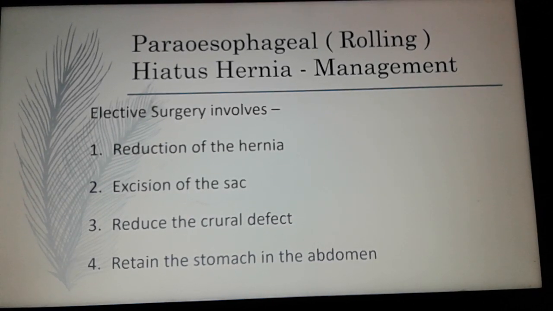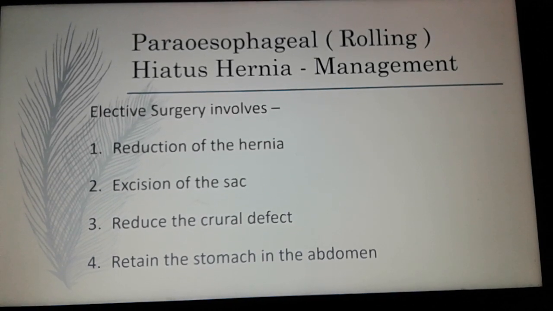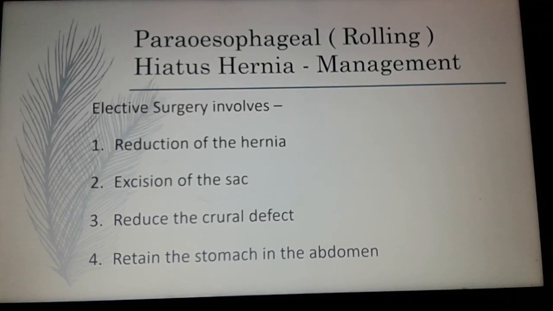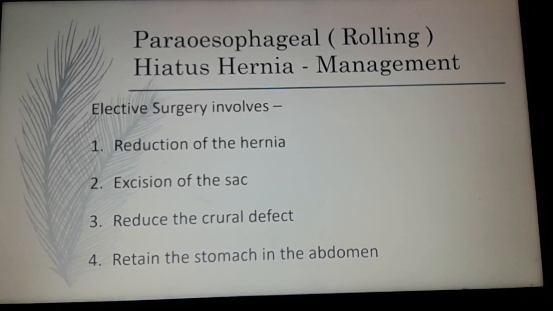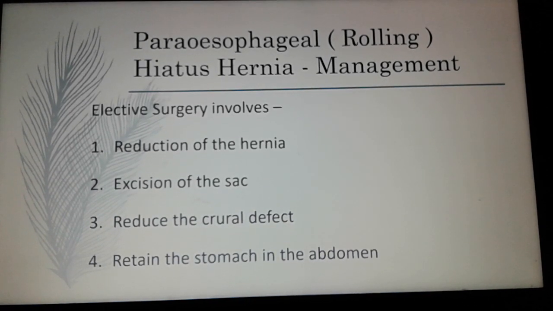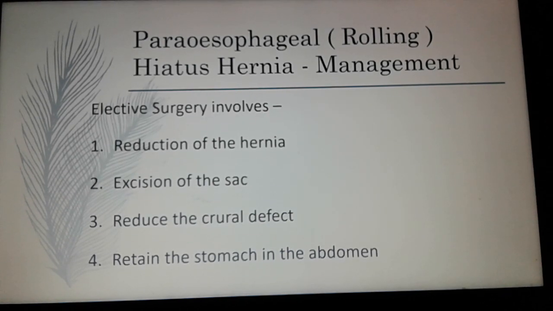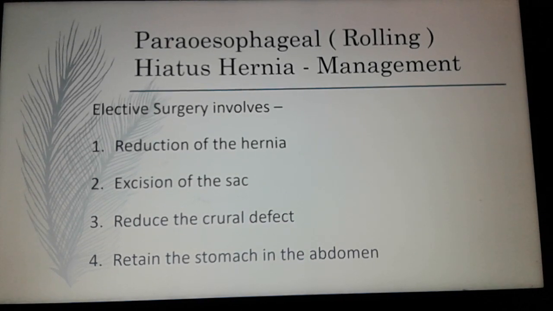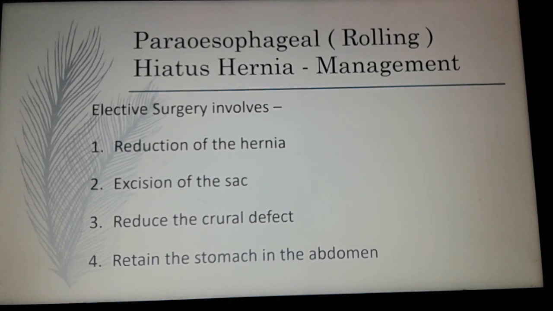The first two things are very common, as we have already seen in the management of inguinal hernia. We are going to do the same thing: the reduction of hernia followed by excision of sac. But in this rolling hiatus hernia, another two steps we are adding to it. We will have to repair the diaphragmatic crural defect by sutures, or sometimes, yes, we can use mesh, so that the stomach is retained inside the abdomen.